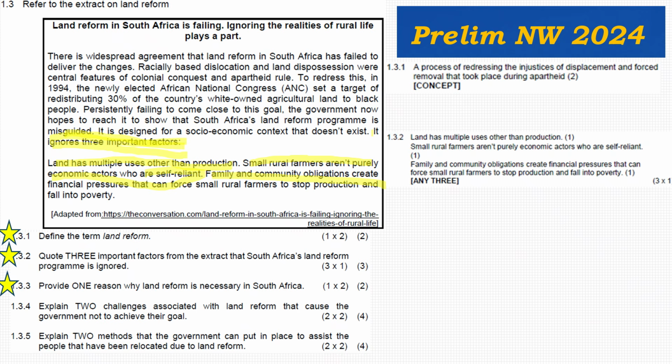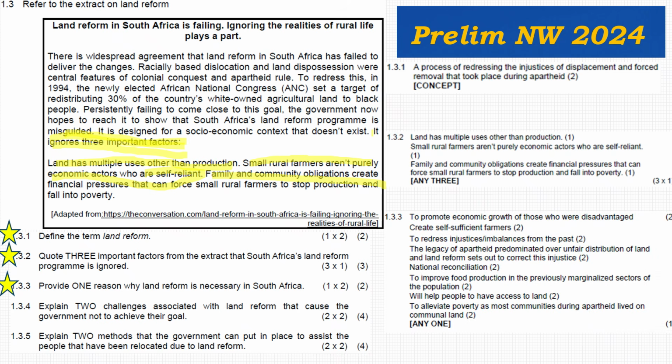1.1.3: Provide one reason why land reform is necessary in South Africa. Why is it necessary? Remember, we are redressing injustices of the past. It is for national reconciliation also. Remember, we are trying to reconcile, to forgive our oppressors. National reconciliation and stability in the country.